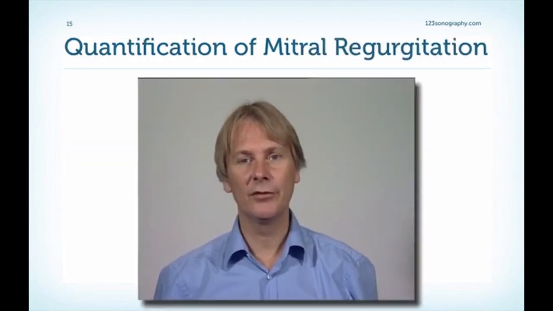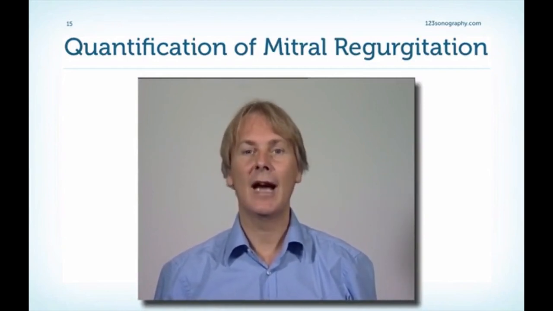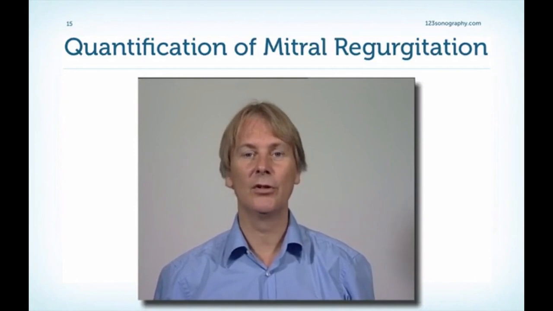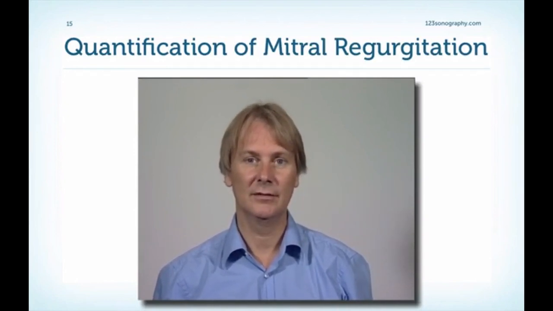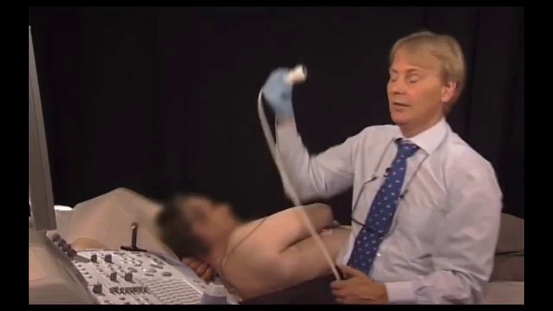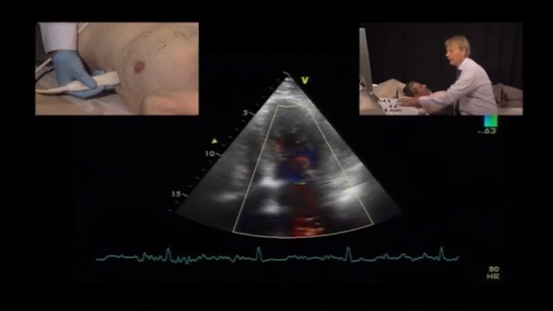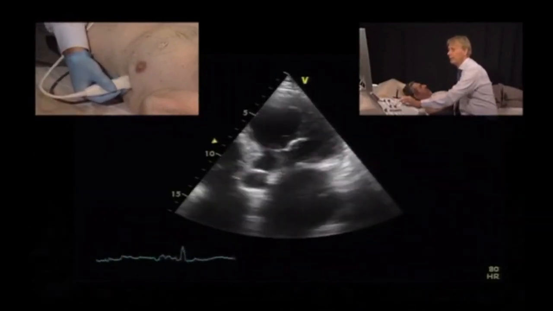Let's now put all this information together when we look at the next patient in our demo and look at how we can use the color Doppler to look at regurgitation. To quantify mitral regurgitation, it's important to look at many views to really get a good appreciation for the severity of mitral regurgitation. So we'll start with an apical four-chamber view.